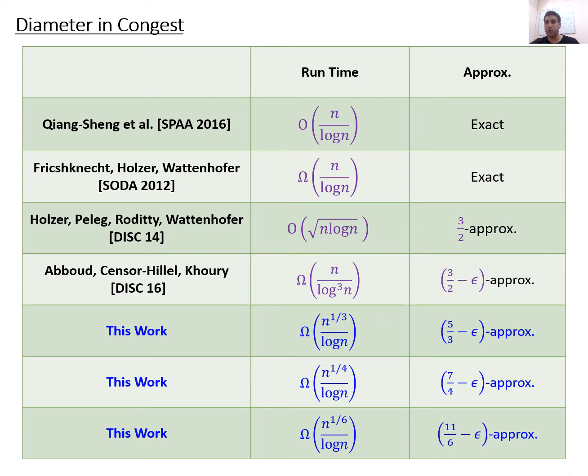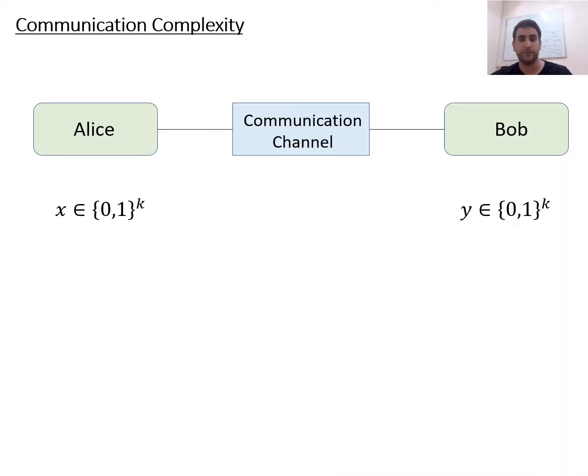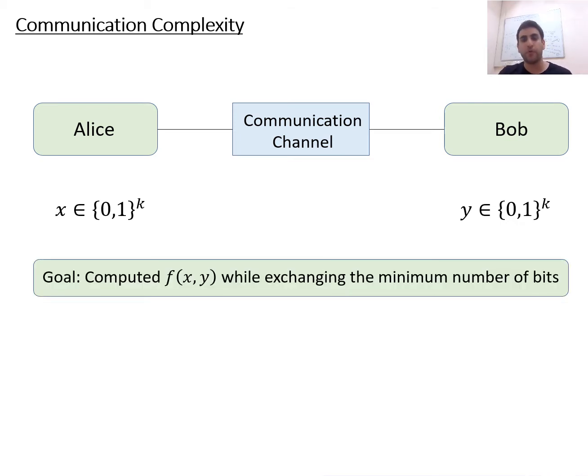Okay, so now let me tell you about the high-level idea of the technique that we use to prove these lower bounds. We use a technique of reductions from the two-party communication complexity model. In this model, we have two players, Alice and Bob. Each has an input string of size k. So Alice has an input string x, Bob has an input string y, and there is a communication channel between Alice and Bob. The goal of Alice and Bob is to compute some function of their inputs while exchanging the minimum number of bits.